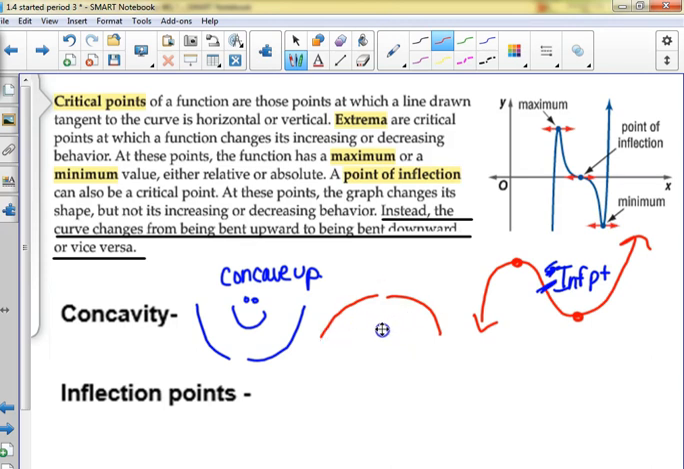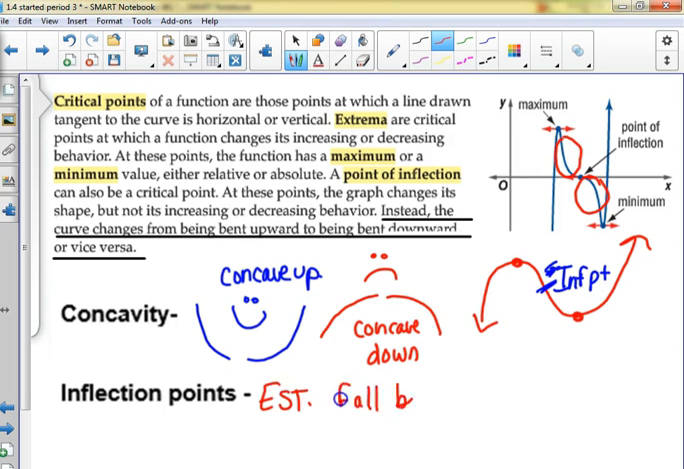All right, this is concave down. This seems like a really easy concept until the graph looks more like this up here. Do you see how it's kind of hard to tell what's going on? If you look at this little piece, can you tell that that's supposed to be concave what? Up. And then over here, this little piece would be going down. Inflection points are always going to be estimates, and they're going to fall between the maxes and mins.